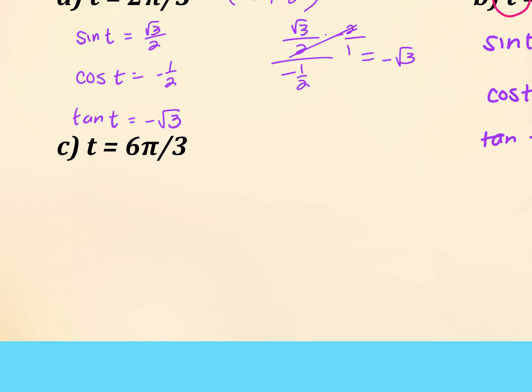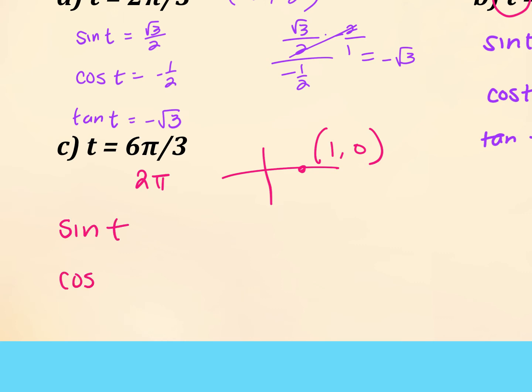All right, what's different with c that hasn't happened yet? You can reduce it, and you have to before you answer this question. You can't look at that and say it's an over 3, so it's the same coordinate point. It's not. 6 pi over 3 would be what? 2 pi. What's my coordinate point at 2 pi? 0, 0. Nope. 0, 1, 0. Good. So sine, cosine, tangent.